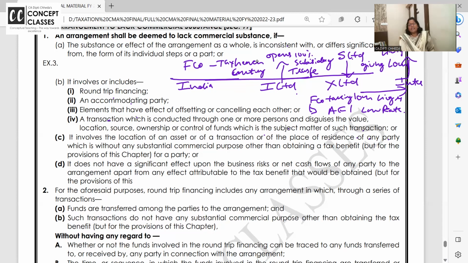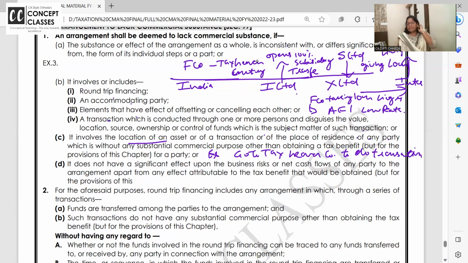Someone is very well resident and ordinary resident, but just tax benefit avoid करने के लिए उसको non resident बना देते हैं. They make sure he's not in India for more than these days and all. Location of the asset, यहाँ पे example लिखो please. Go to a tax haven country to do the transaction. Location of asset and all.